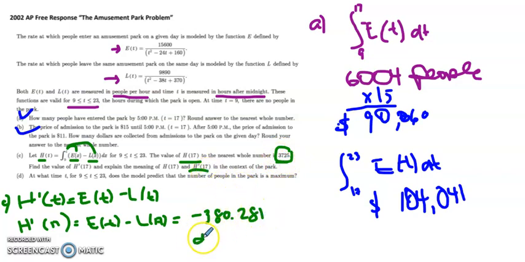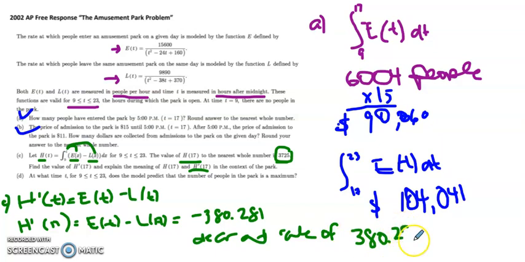is decreasing at a rate of, and make sure since you said decreasing that you're changing it to positive terms, so 380.281 people per hour. Okay, and you can even say at a rate of approximately 380 people per hour in the spirit of not having partial people.